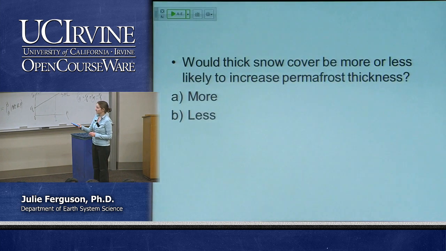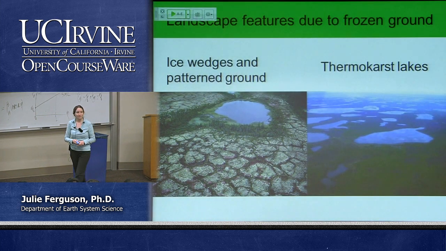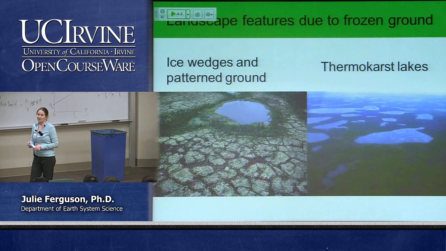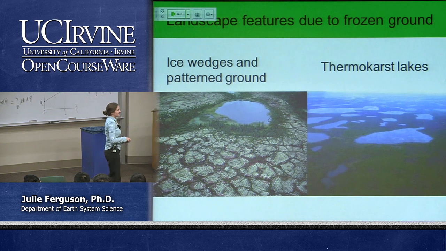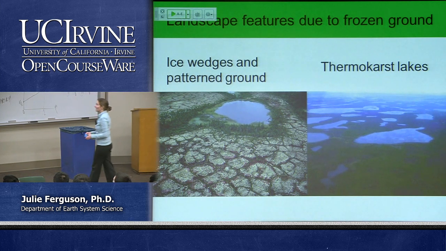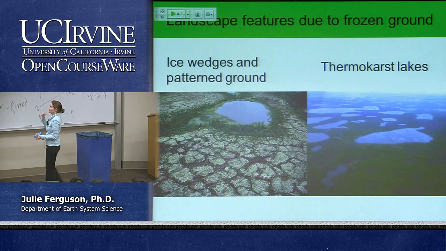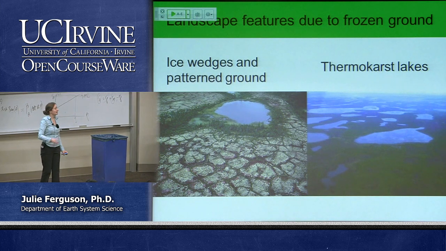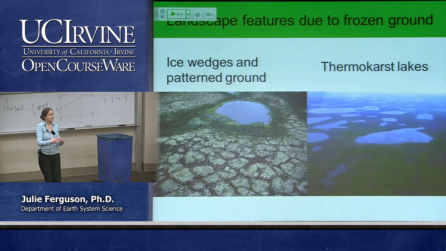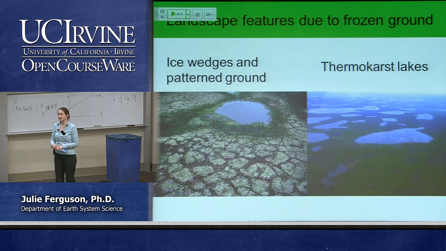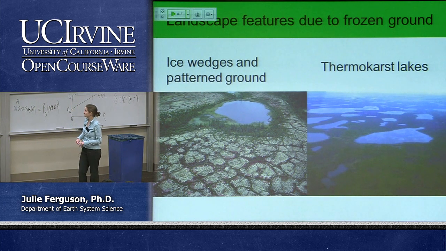Okay, so lastly, I want to talk about some of the really cool features that you get in areas where you have permafrost. And so the first is called patterned ground. And this is something that's absolutely characteristic of areas where you have permafrost, where you have frozen soil because of the way these things form. And we'll talk about that in a second.